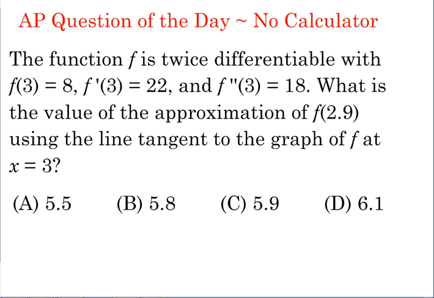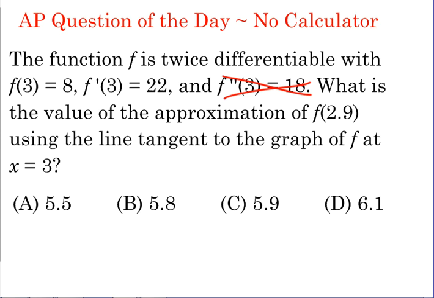The function f is twice differentiable, so that means we can take the second derivative. They give us values of the original function at 3, its value is 8. Of the derivative at 3, it's 22, and the second derivative at 3 is 18. What is the value of the approximation of f of 2.9 using the line tangent to the graph of f at x equals 3? Something that you need to automatically do is mark out this information right here.